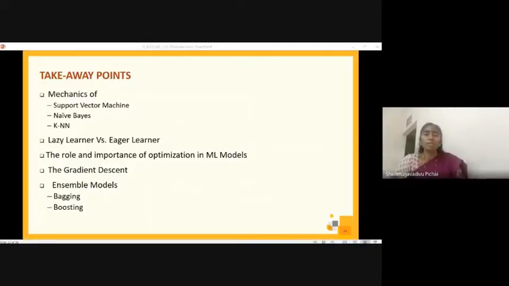Then the role and importance of optimization in the machine learning models. We discussed what is meant by optimization. We also discussed what is meant by first order optimization and second order optimization and the illustrations for that. Then we also discussed what is gradient descent and what is its role in optimization. Then we also discussed the ensemble model. In ensemble model, there are two major approaches. One is bagging and the other one is boosting. What is meant by bagging and what is meant by boosting, we have learned.